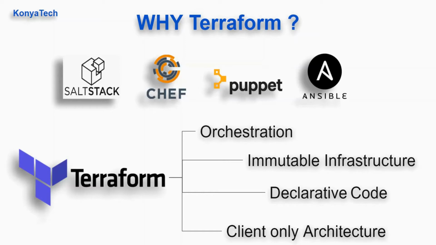It also provides immutable infrastructure where configuration changes smoothly. And the third one is declarative code. Declarative code uses an easy to understand language, HCL, HashiCorp Configuration Language, easily portable to any other provider, and it supports a client-only architecture, so there is no need for additional configuration management on a server. That's why it is masterless, with no need of any agent to configure.